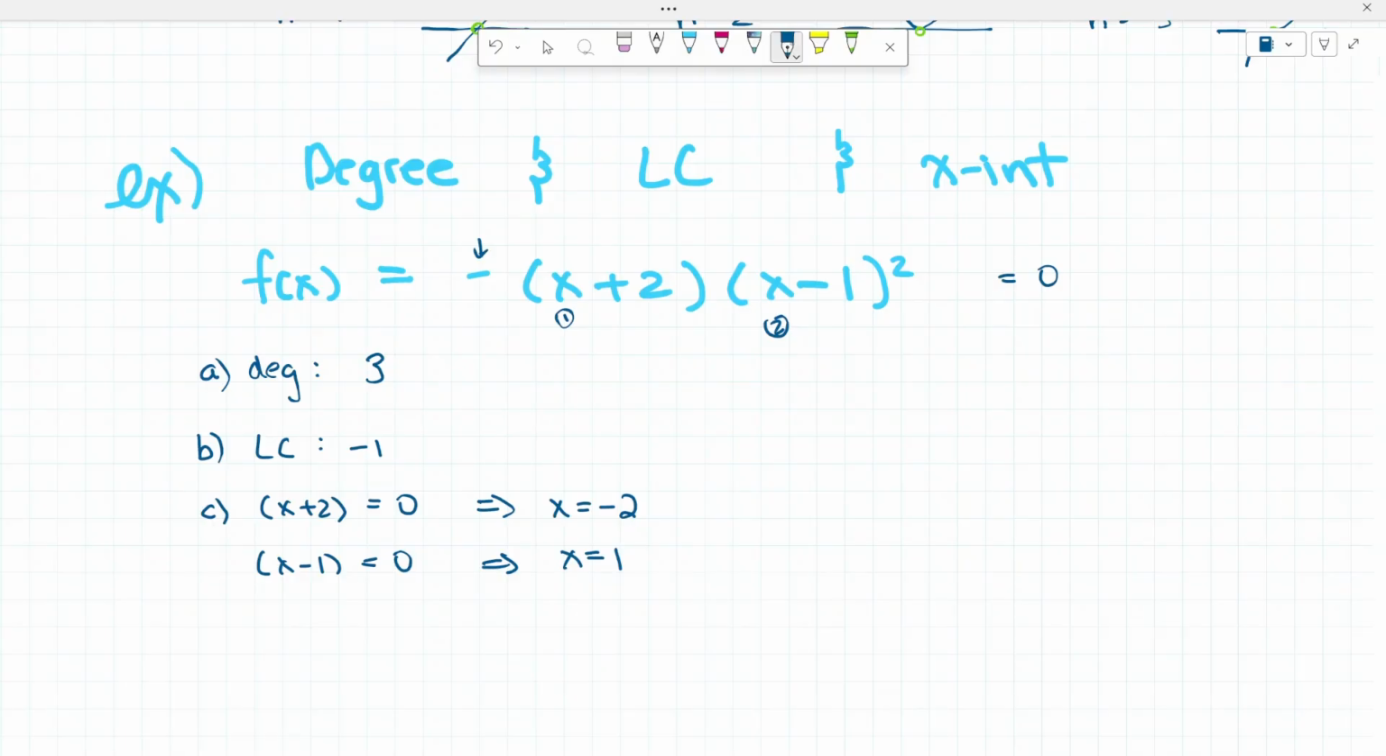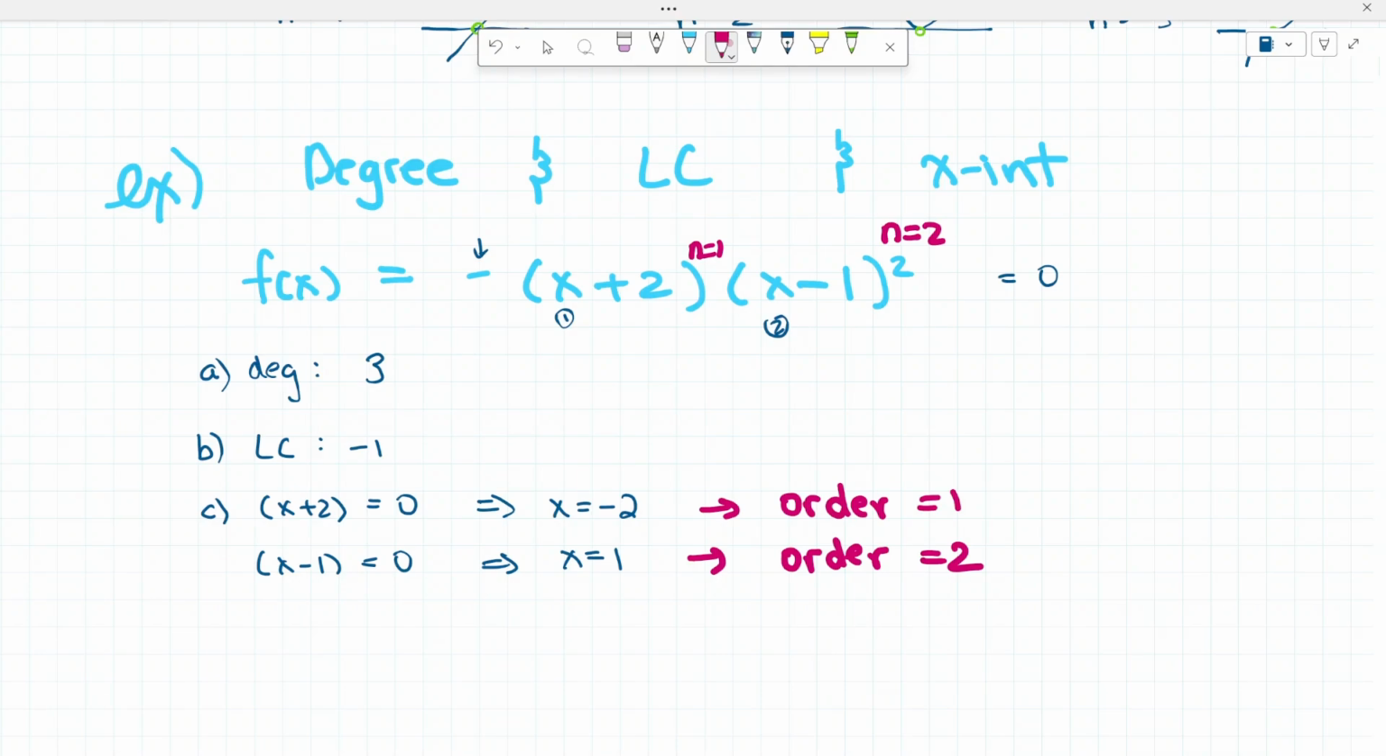And if we want to extend this analysis and look at the multiplicity, we see that at x equals -2, the multiplicity or order equals 1, because technically n equals 1 over here. And then for our second term, (x minus 1) all squared, we see that n equals 2, so it has an order or multiplicity of 2 at the root of x equals 1. So now you have a bit of an idea how to find the degree, the leading coefficient, the roots, as well as the orders. So you learned how to get all this information just from the factored form.